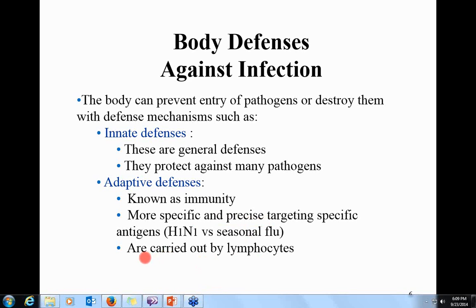Again, lymphocytes, you might have heard of T cells and B cells. These are the cells that are going to carry out immunity. In other words, these are the cells that are going to bind to the antigens.